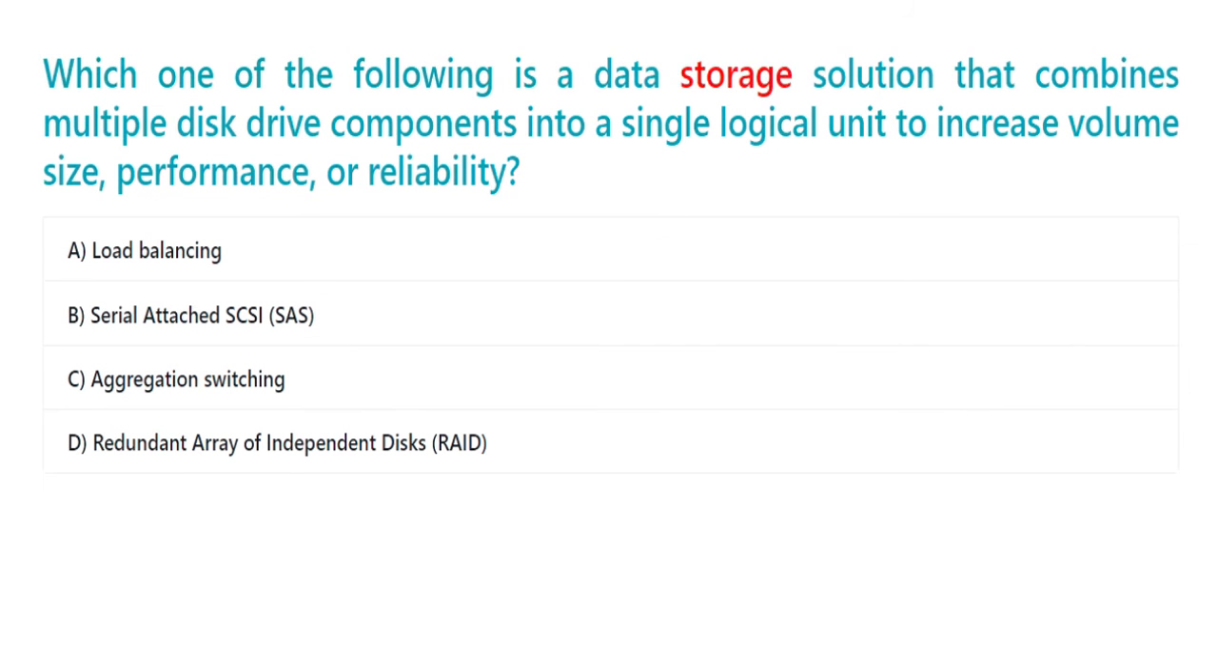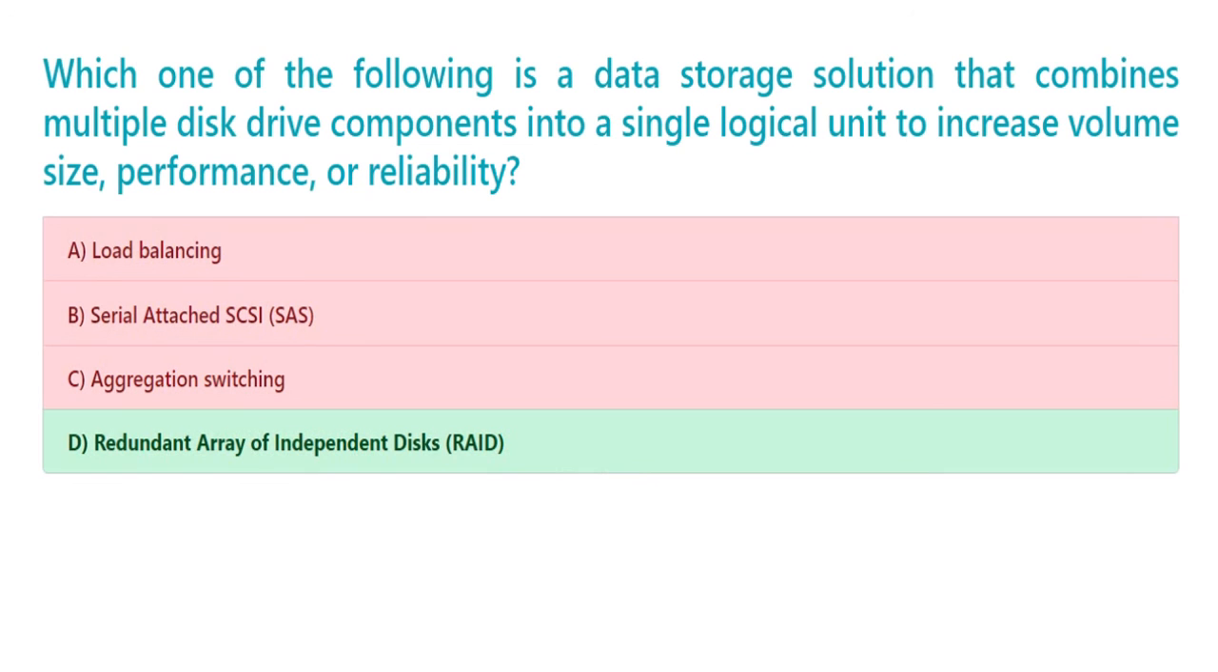Which one of the following is a data storage solution that combines multiple disk drive components into a single logical unit to increase volume size, performance, or reliability? A. Load balancing. B. Serial attached SCSI, SAS. C. Aggregation switching. D. Redundant array of independent disks, RAID. The correct answer is D. Redundant array of independent disks, RAID.